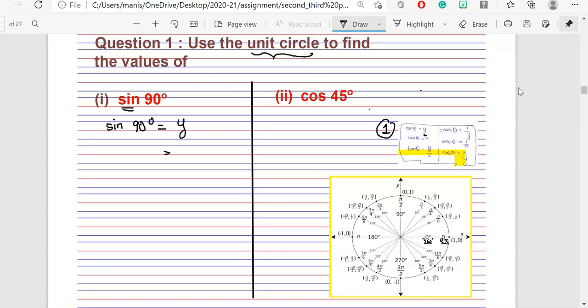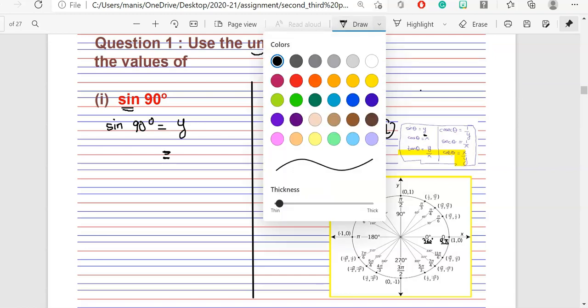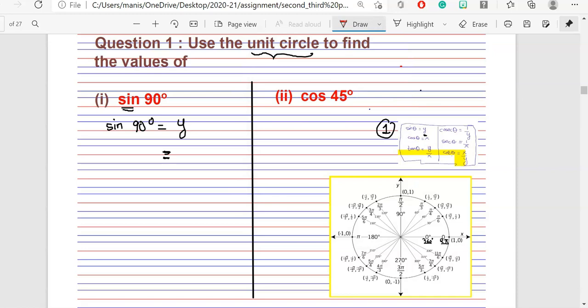Okay, now what I will do, second step after this, is go to my unit circle over here and go to 90 degrees and look for the values of x and y. So this is 90 degrees, if you see over here. Now this first value is your x, second value is your y. So what is the value of y? The value of y is 1.